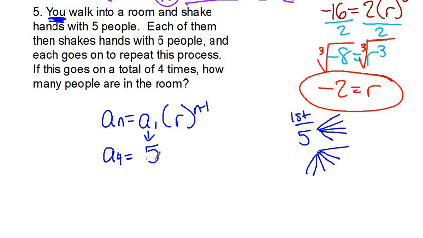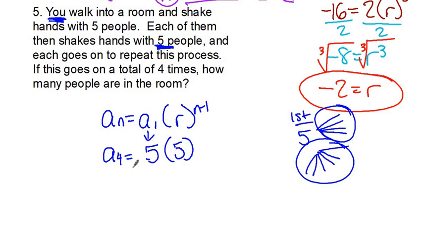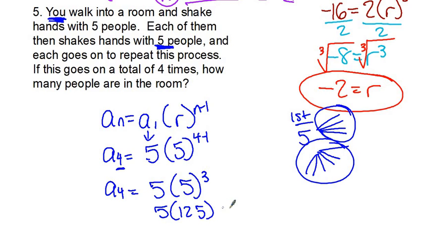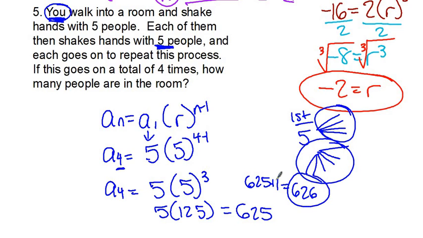So 5 people are shaking hands in the first round, and then each one of these people is shaking 5 hands. So every time we're multiplying, you can see from this visual, each person is branching off into 5 more handshakes. So that means the common ratio is 5. And this is happening 4 times. So n is 4. So we raise it to the 4 minus 1. So we have 5 times 5 to the third power, which is 125. So 5 times 125, that's 625. But then remember, we have to add ourselves because we're in the room also shaking hands. So 625 plus 1 means that there would be 626 people in that room.